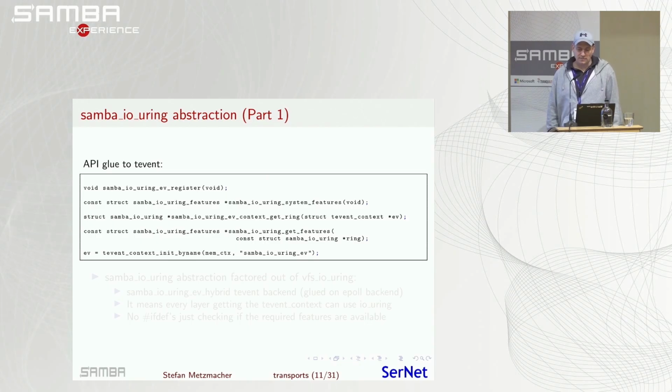And so basically we have an abstraction now that checks what the kernel currently supports, and then we have the Samba io_uring feature structure where we have Boolean values for every feature we have there.